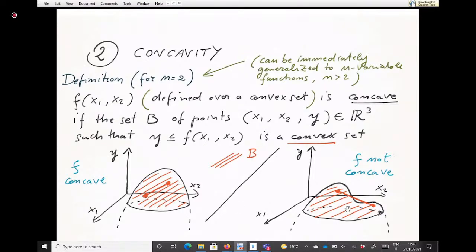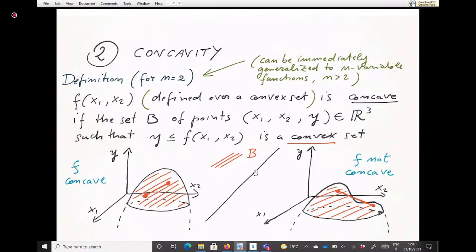Look at this one, this is not concave. Okay, in the domain we have this, let's say this common domain. The domain could be, of course, it must be a convex set, but if you look at the surface, the set of points such that y is less or equal to f of x1, x2, that is the set of points lying below the surface, is not a convex set. You can take 2 points here. It's possible to select 2 points, to join them, and having part of the segment lying outside.